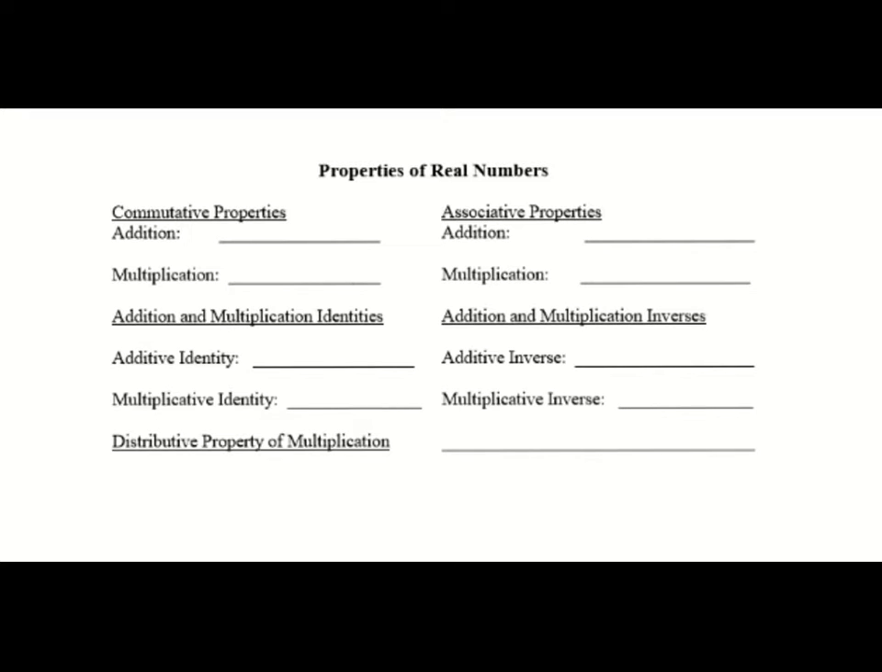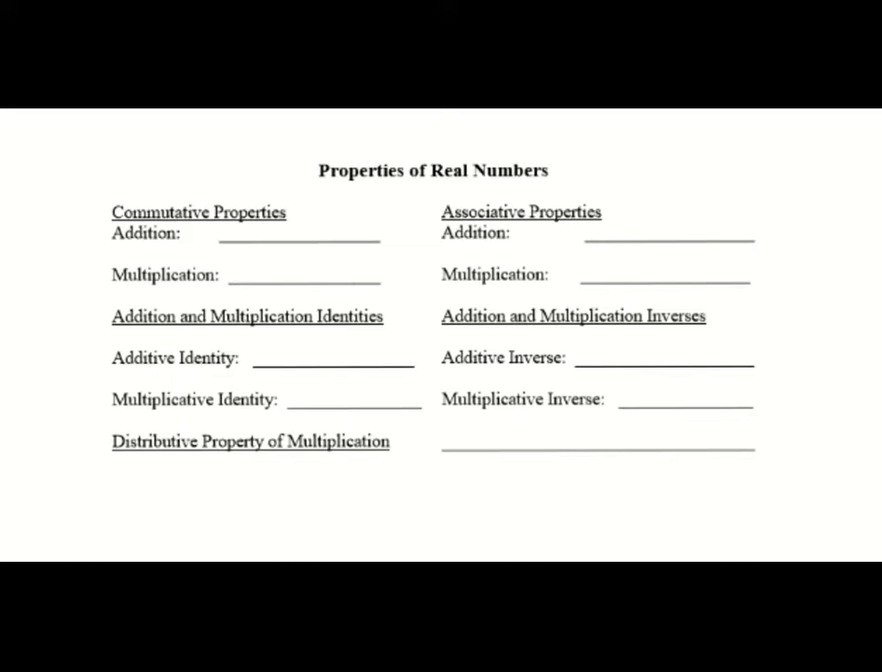All right, so here we're looking at properties of real numbers. And these are properties that we'll see. You've probably seen them before, and you'll see them a lot in all of your algebra classes. And now that we're working with variables, they'll make more sense than if we were just working with numbers. So our first property is our commutative property.